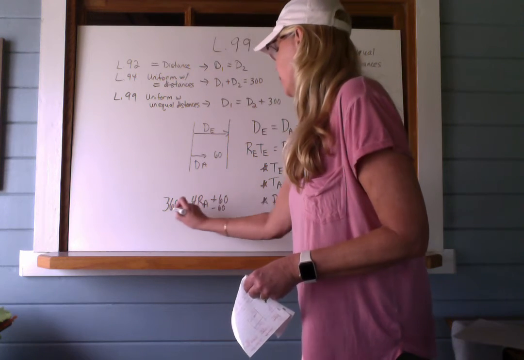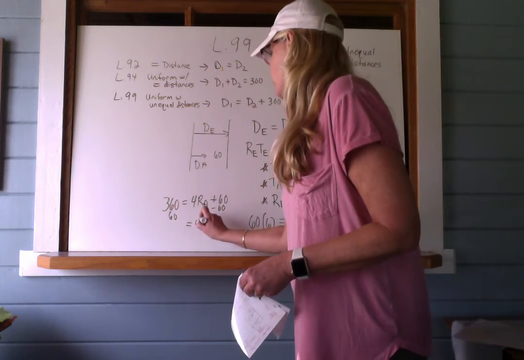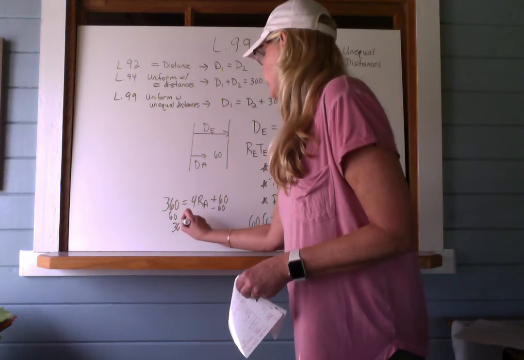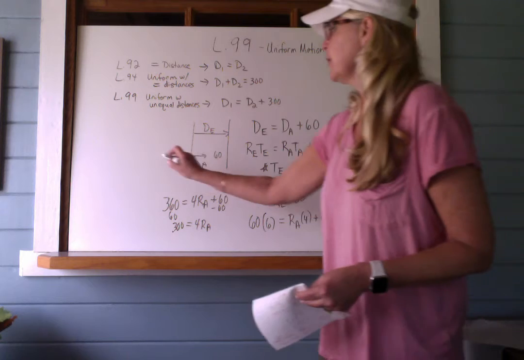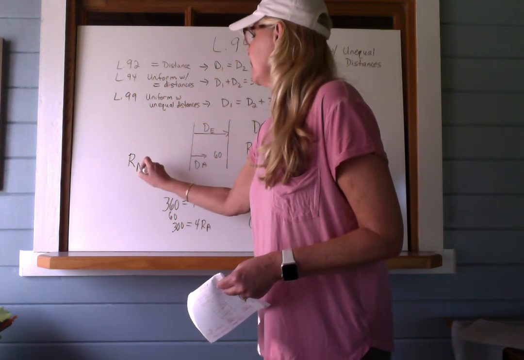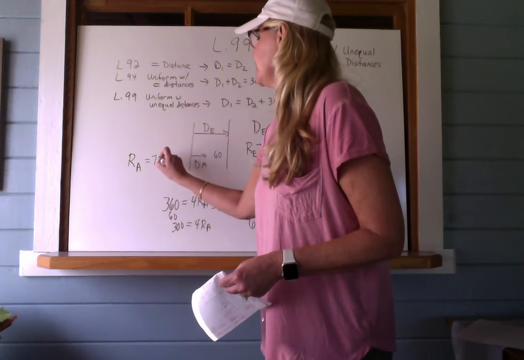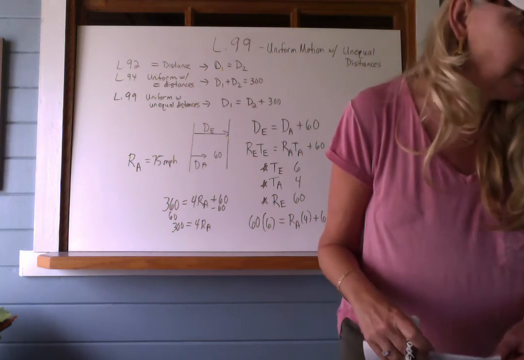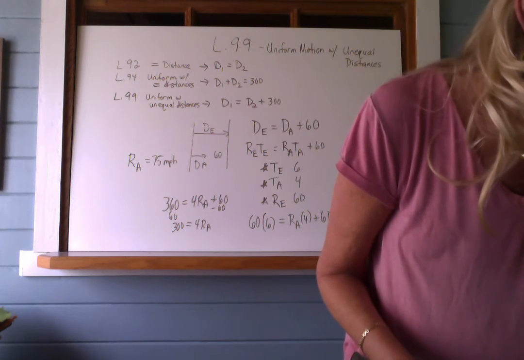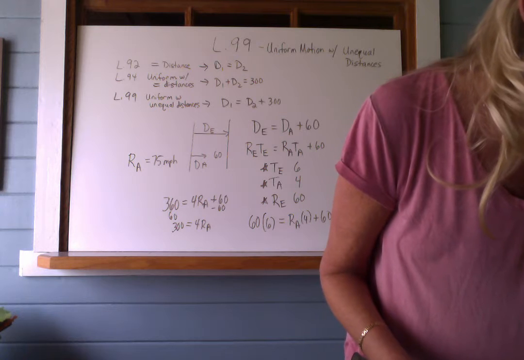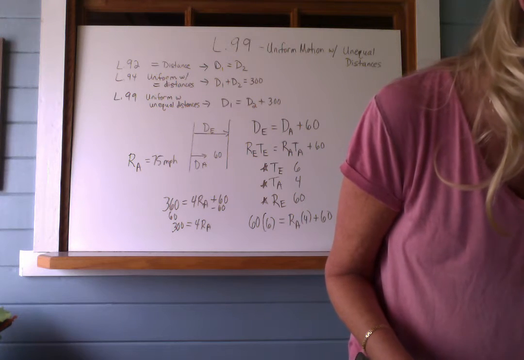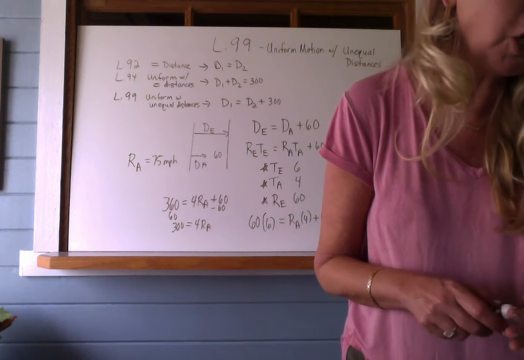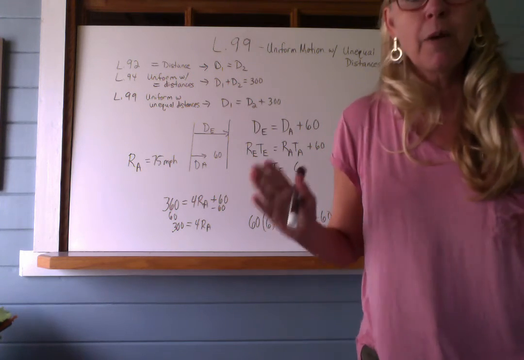Subtract 60 from both sides. So 4RA equals 300. Divide 300 by 4. So the rate of Alexi was 75 miles per hour. Now go back to the question and see what it's asking. If she was still 60 miles ahead at 3 p.m., how fast was Alexi driving? Okay, so it did want just her speed. That was it. So you always want to go back.